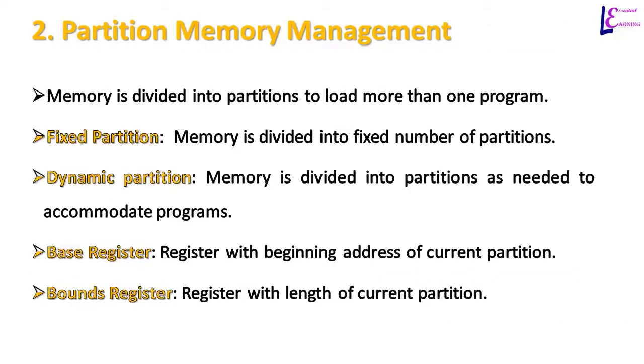The second technique of memory management is dividing memory into partitions for storing multiple programs at the same time. There are two ways memory can be divided into partitions: either divide memory into a fixed number of partitions or divide it according to the size of the program being loaded. In this technique, information of the starting address of a partition is stored in the base register, whereas information of the length of the current partition is stored in the bounds register.